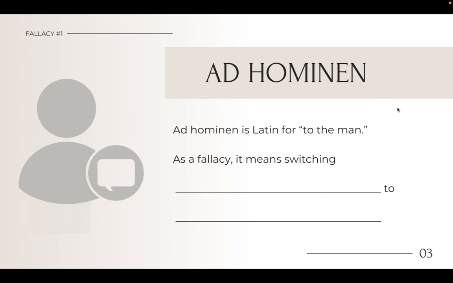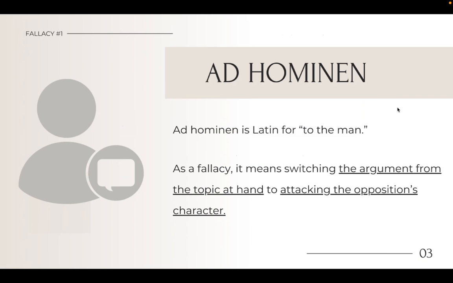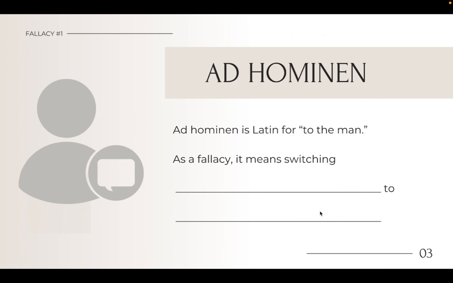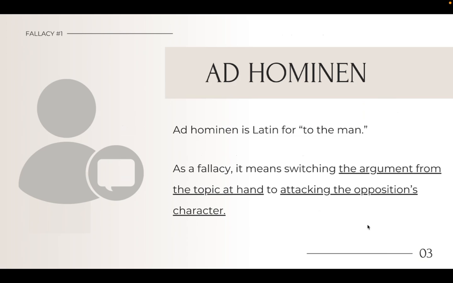We're going to go through and give you some examples of each one with a definition. So number 1, we have ad hominem, which is Latin for to the man. You will fill in where you see the blank underline. As a fallacy, it means you are switching the argument from the topic at hand to attacking the opposition's character. For example, you're in a debate and your opponent makes a point, and then all of a sudden you say, well, you're just a jerk. You're attacking the person and not even discussing the topic itself.